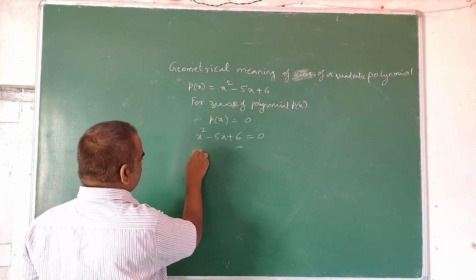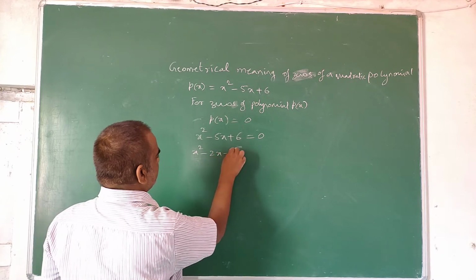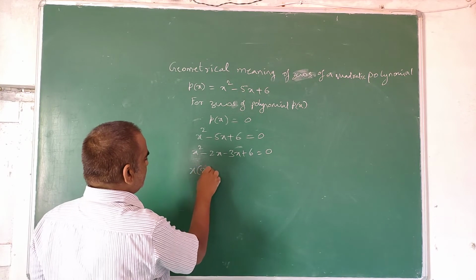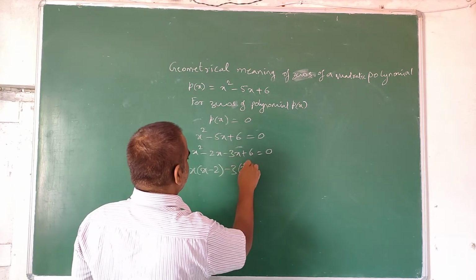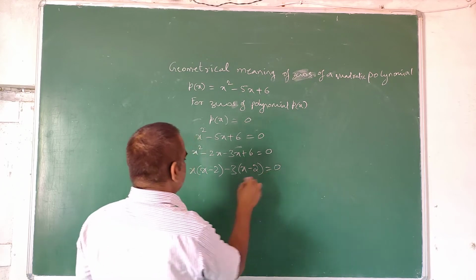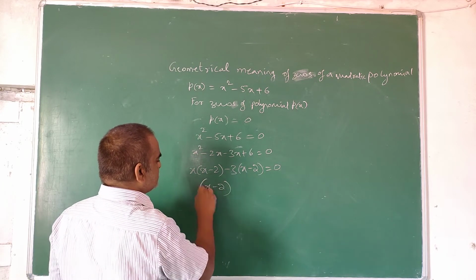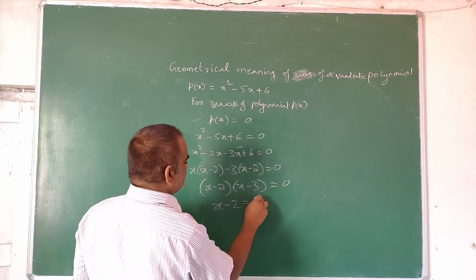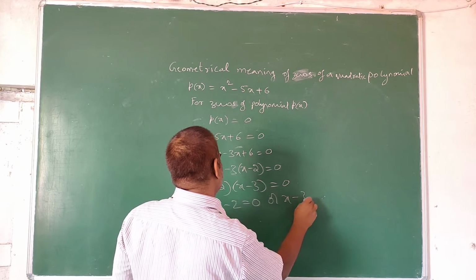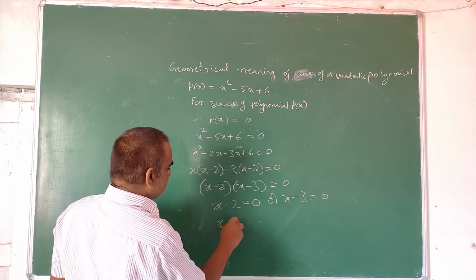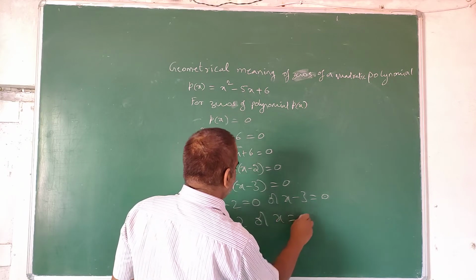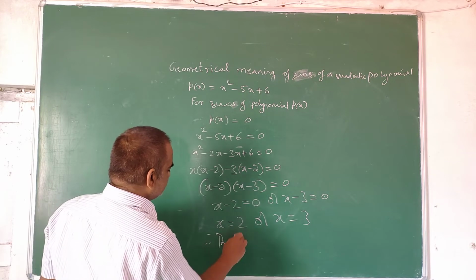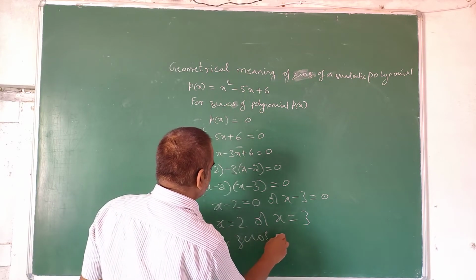So if you factorize by splitting the middle term, x square minus 2x minus 3x plus 6 is equal to 0. So if you take x common, x into x minus 2, taking minus 3 common, minus 3 into x minus 2 is equal to 0. So taking x minus 2 common on the whole, x minus 2 into x minus 3 is equal to 0. So x minus 2 is equal to 0 or x minus 3 is equal to 0, so x is equal to 2 or x is equal to 3. Therefore, the zeros of the given polynomial are 2, 3.